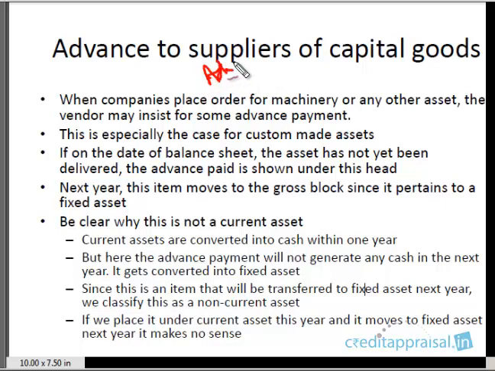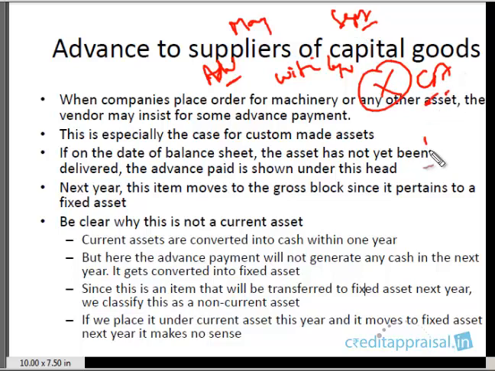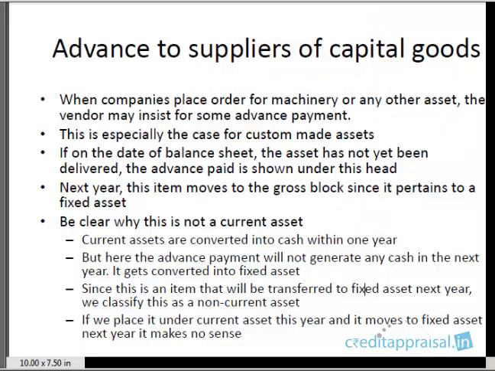you have paid some advance to the supplier of capital goods, and the capital goods are going to be delivered, let us assume, within 1 year. Say for example, we are right now in May, and by September he is going to deliver. But even then you are not going to classify it as a current asset. You have to classify it as a non-current asset. Why? One, the reason is your intent is not to sell it. The second reason is, what happens to this item in the next year? Can you tell what exactly happens to this item in the next year?